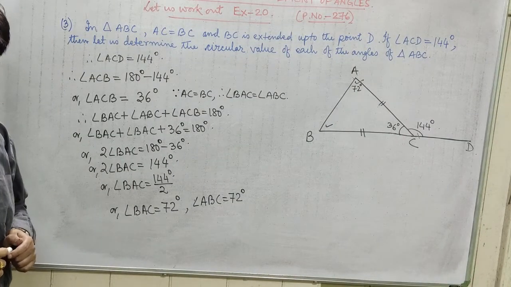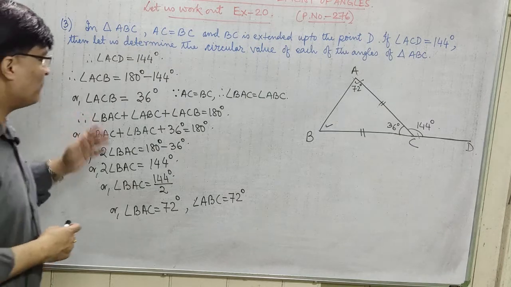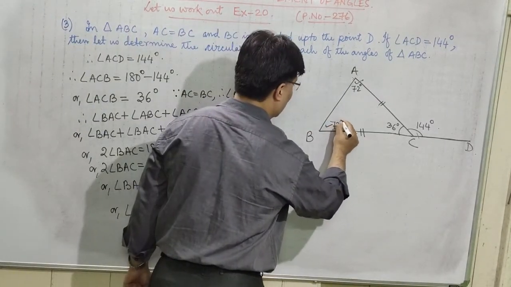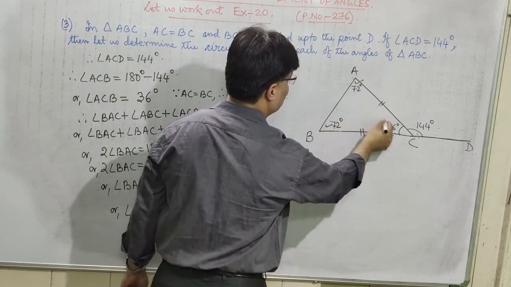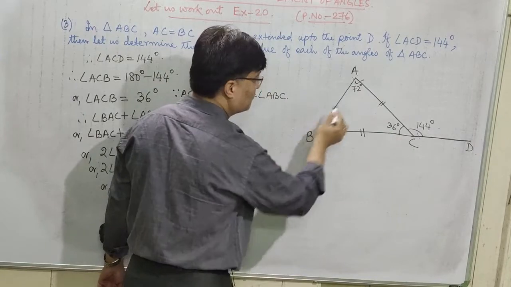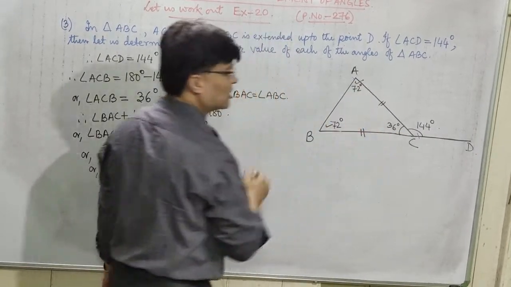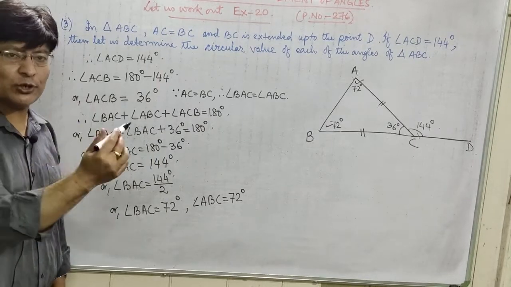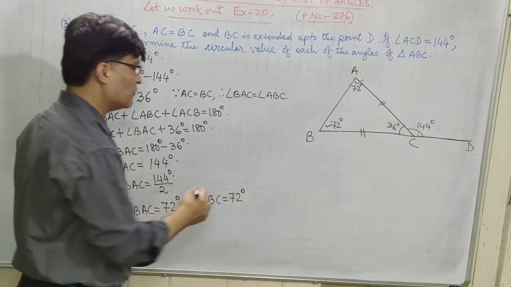So I think you have understood it. So we have found out all the angles of the triangle. Angle BAC is equal to 72 degrees, angle ABC is equal to 72 degrees, and angle ACB is equal to 36 degrees. But you have to convert it into radians in terms of circular measure. So let us convert it.